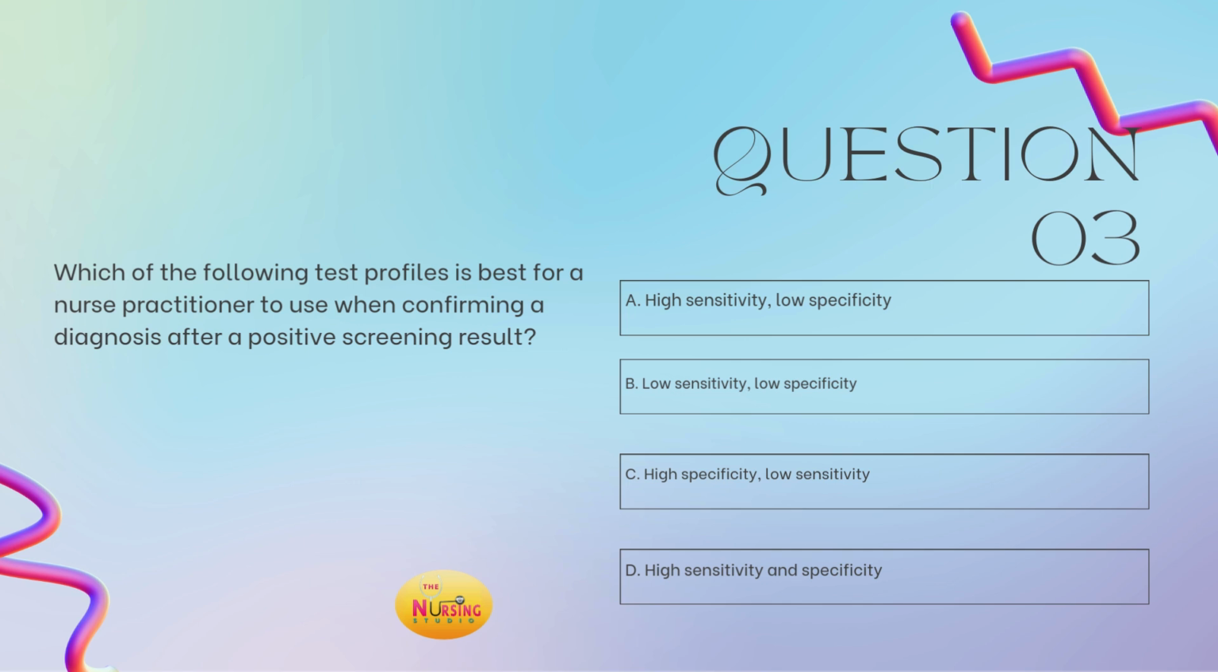High specificity, low sensitivity. And just to run it back, sensitivity has two T's. Plus sign, positive. These are your positives. Specificity are your negatives, okay?